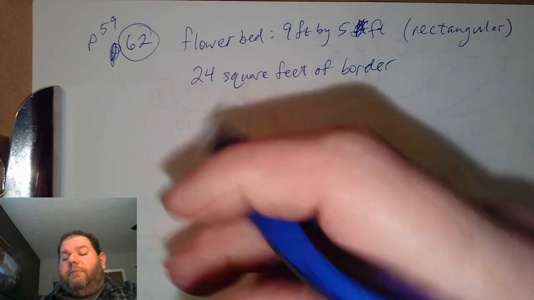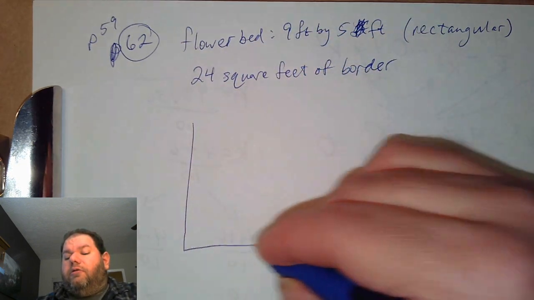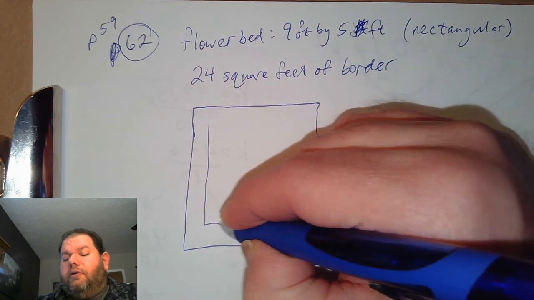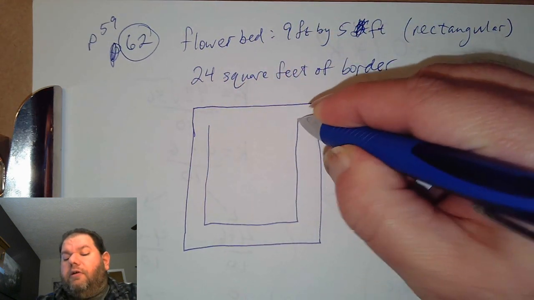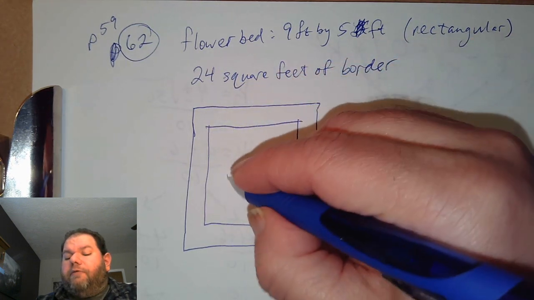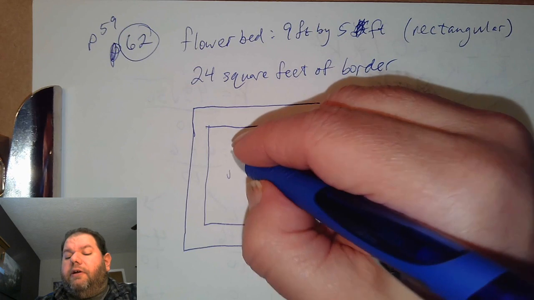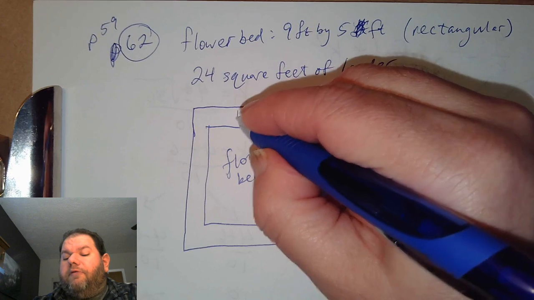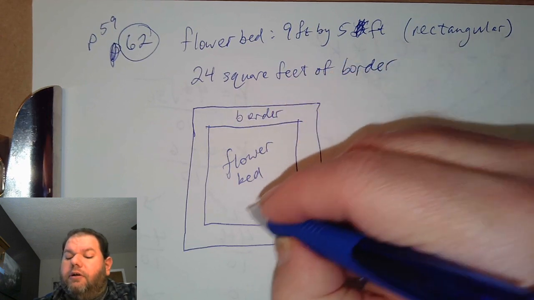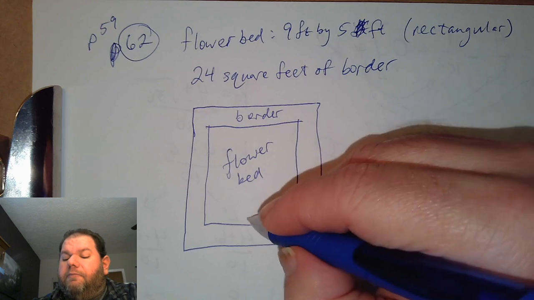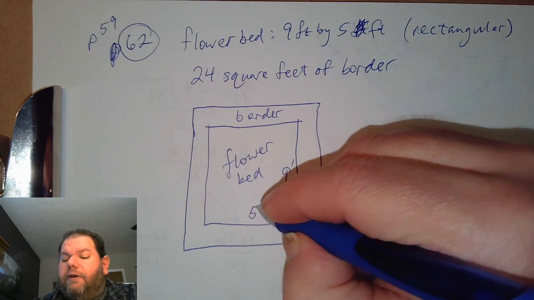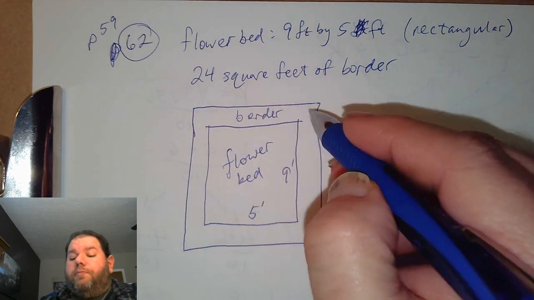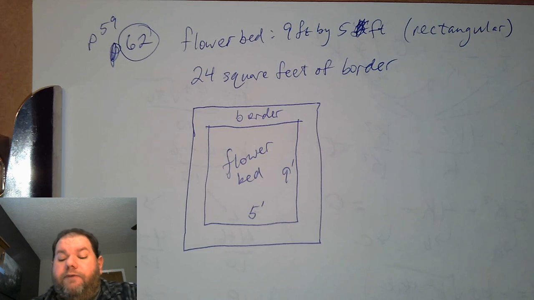And so the concept is we have a situation like this. Where we have a flower bed in here. And we have a border going around. Now the flower bed is 9 feet by 5 feet. And this border part should account for 24 square feet.